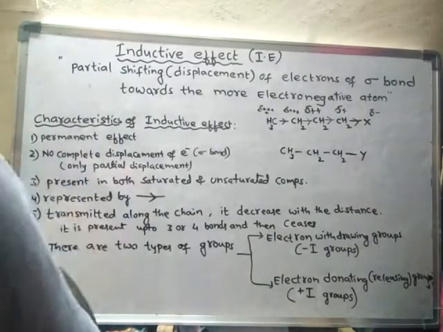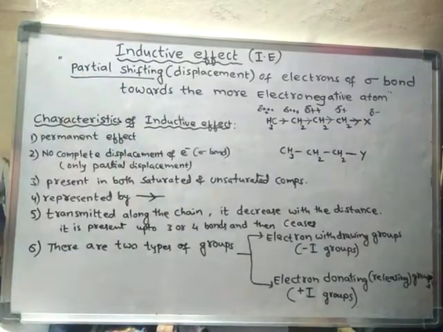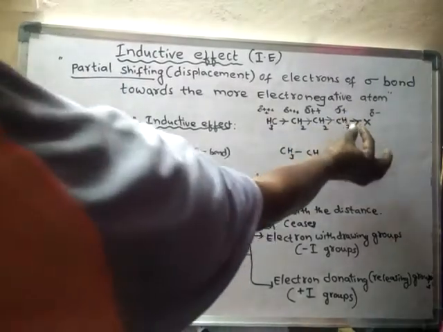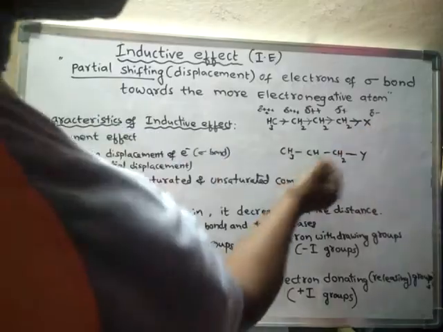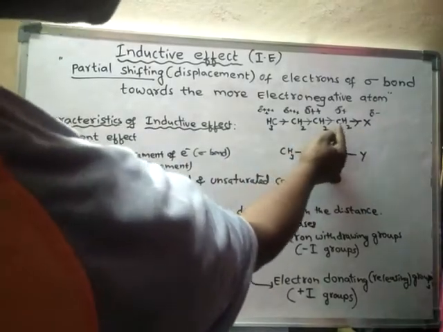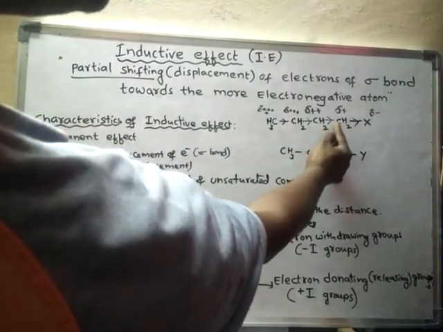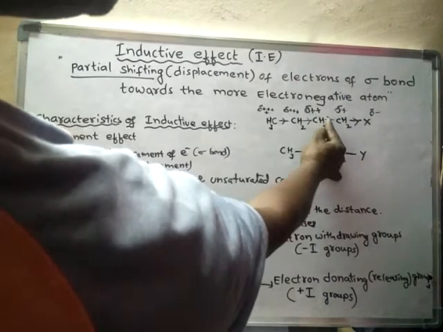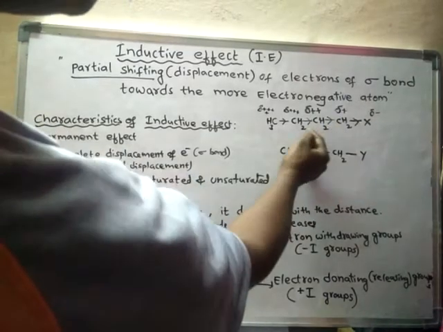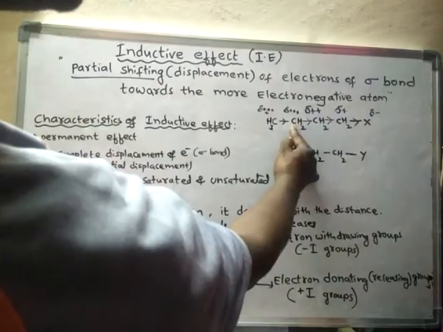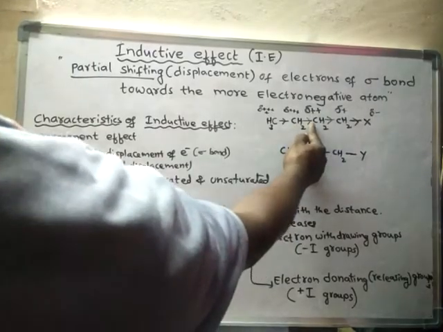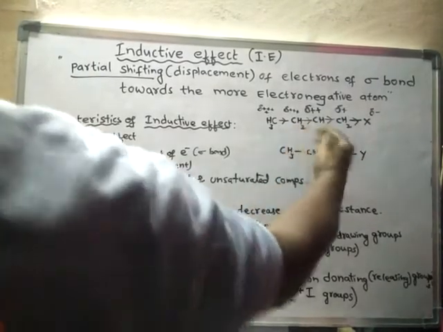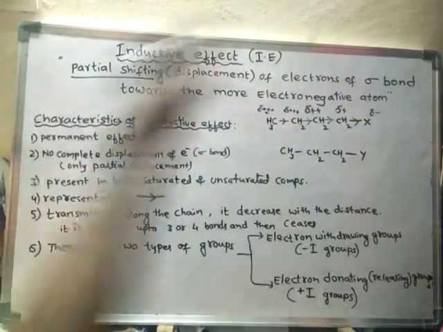Okay, so what is happening? Partial shifting is taking place. So partial shifting of electron pair towards the more electronegative atom. So here also, this carbon will become more electronegative when compared to this one. So this electron pair will shift towards this one. And here also, when compared to this, the carbon will become somewhat more electronegative. So like this, that process will take place.